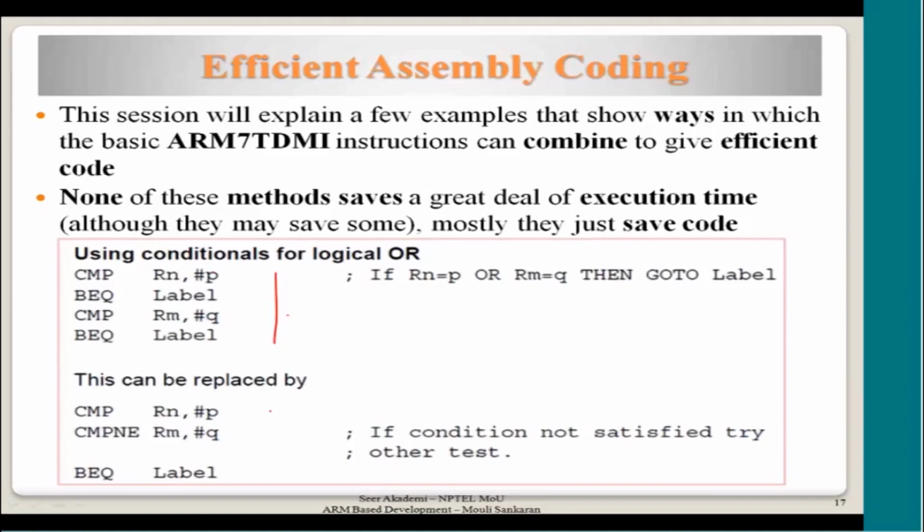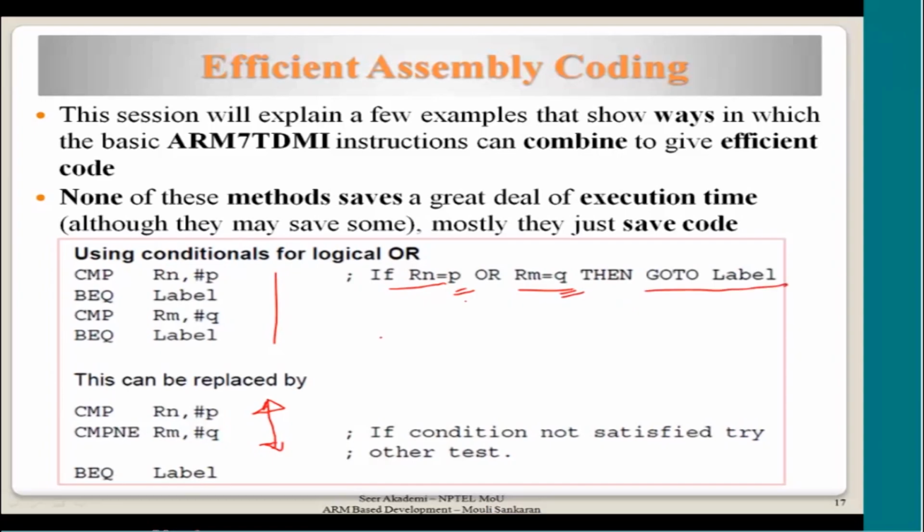When I say optimum code, you should be able to perform the job with a minimum number of instructions. Why is it good? Because if you can perform the operation in a minimum number of cycles, you are taking less execution time and less code size. So suppose this is the condition. Okay, if Rn is equal to some value P or Rm, some register, is equal to Q, some immediate value, then go to label.